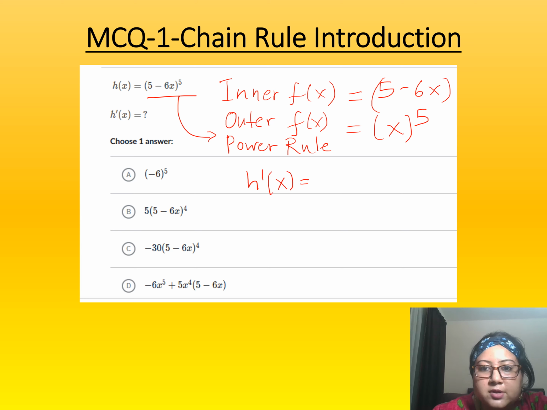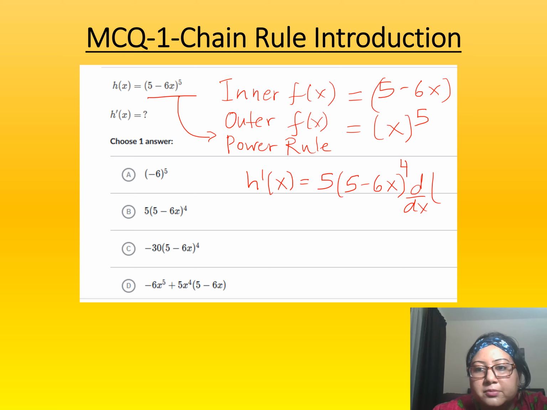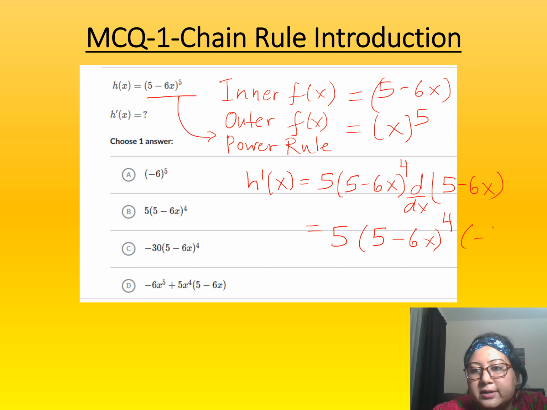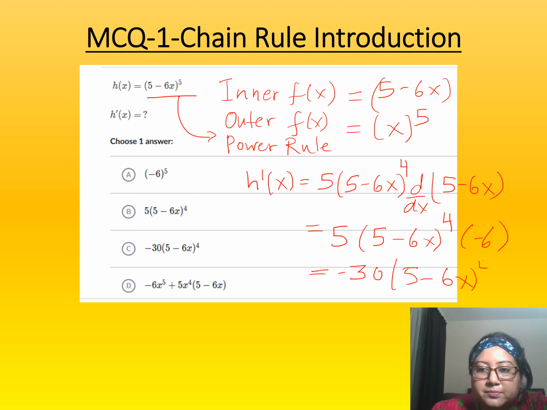So let's do the h prime of x. This is the derivative, so it is 5 times (5 minus 6x), and using power rule, the power reduces by 1, so it becomes 4 from 5, and then d by dx of the inside function, which is 5 minus 6x. So what are you going to get? Let's see. 5 times (5 minus 6x) to the power 4 is not going to change, but when we take the derivative here, you are going to be getting only negative 6.